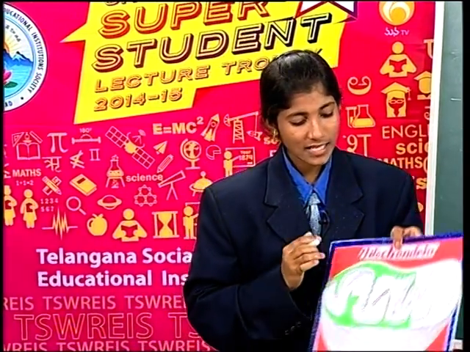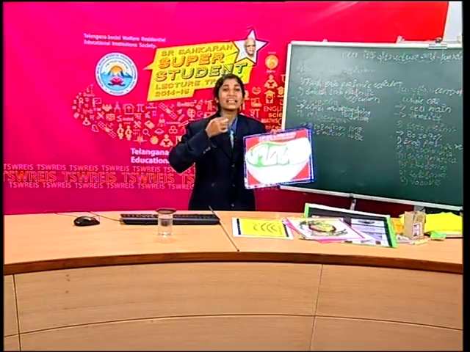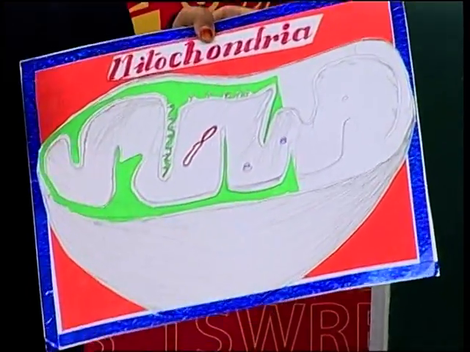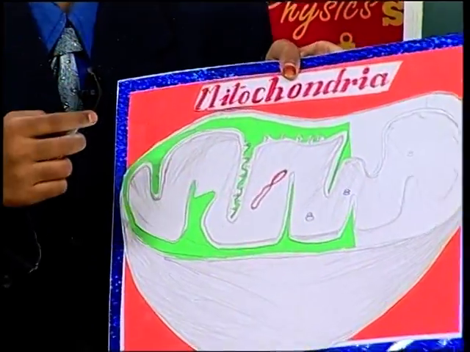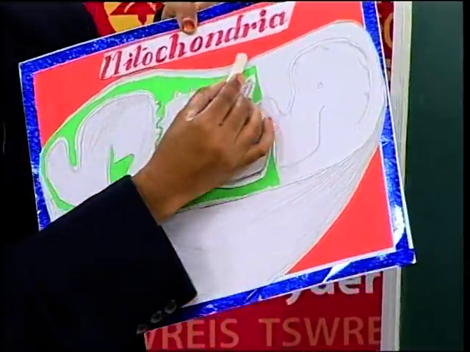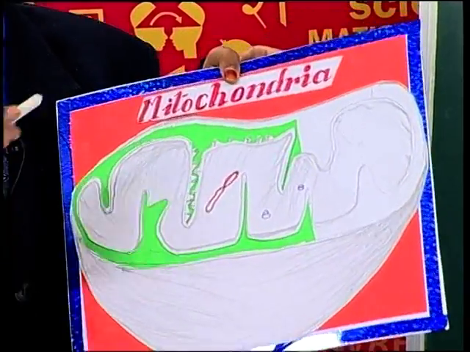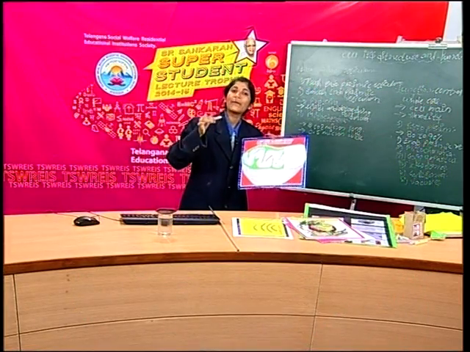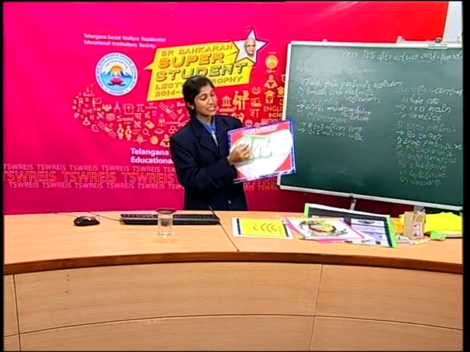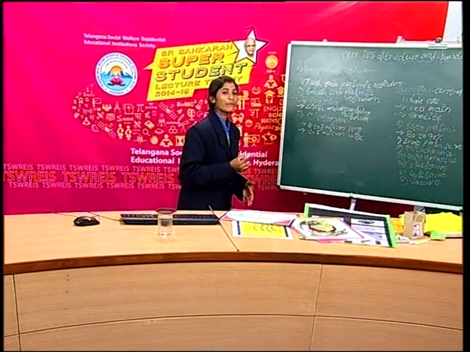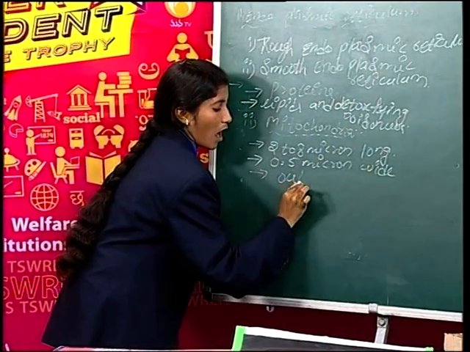You look here, this is mitochondria. Mitochondria is a double membrane structure. It has a double membrane. First one is outer membrane and second one is inner membrane. This is called outer membrane and this is called inner membrane. How many membranes are present in mitochondria? First one is outer membrane.